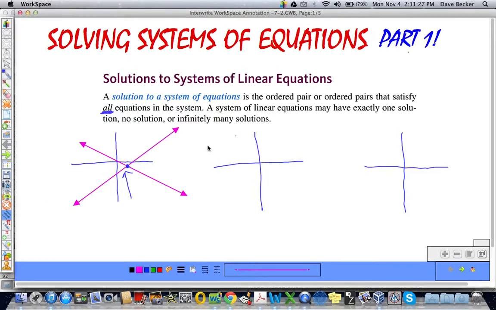You could also have a system of equations that has no solutions, and that happens when the lines don't intersect ever. When the lines are parallel, they don't intersect, there are no solutions. And then if you have two lines that are graphed and they are the exact same line, they are on top of each other. There are infinitely many solutions because there's an infinite number of places where they intersect.